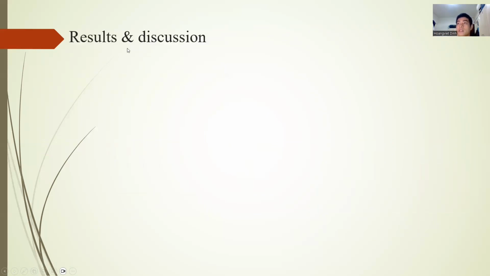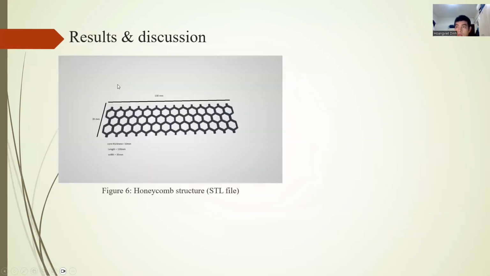And the next part is results and discussion. Figure 6 is my design for the honeycomb structure. I used SolidWorks to create the honeycomb structure with a length of 130 millimeters and a width of 55 millimeters. After that, I converted it to an STL file.